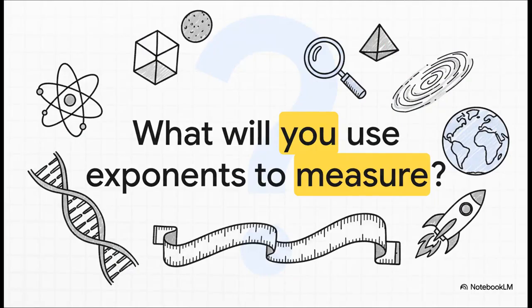And that is the real magic of this secret language. This isn't just for astronomers and physicists. It's the engine behind how money grows with compound interest. It's how we measure earthquakes on the Richter scale. It's how computer memory grows. From the smallest particle to the largest expanse, exponents give us the power to make sense of it all, to measure it, to actually understand it. The only question left is, what will you use them to measure?